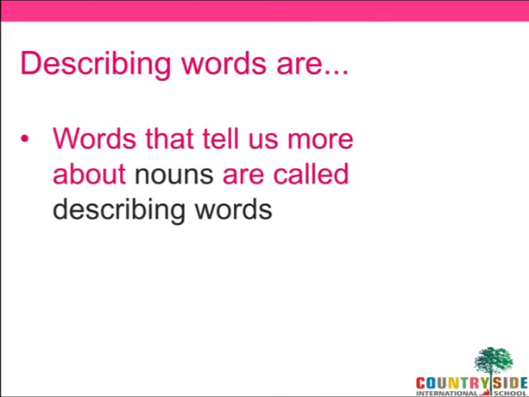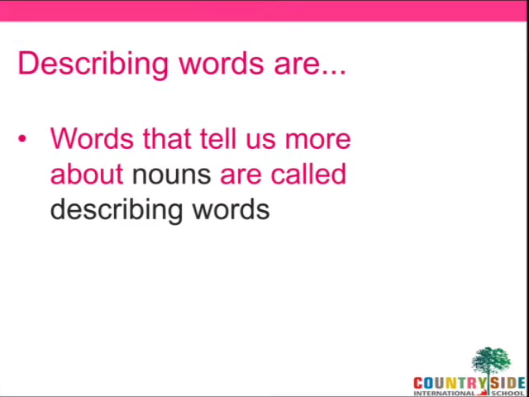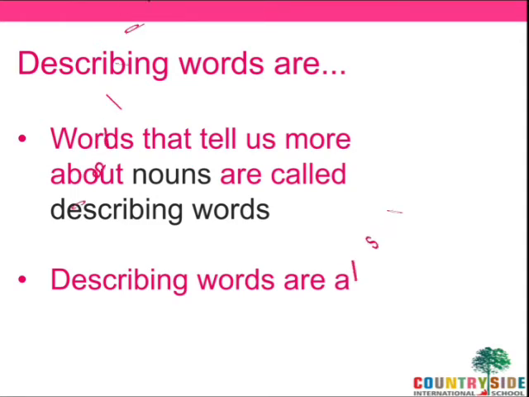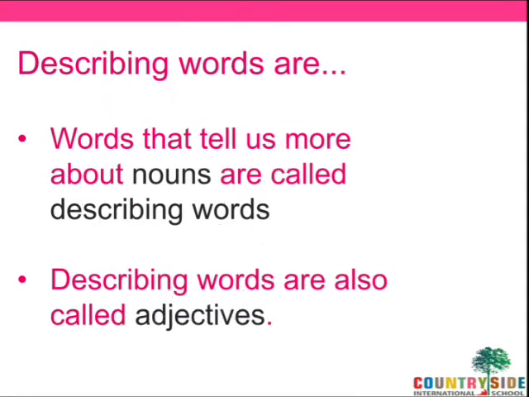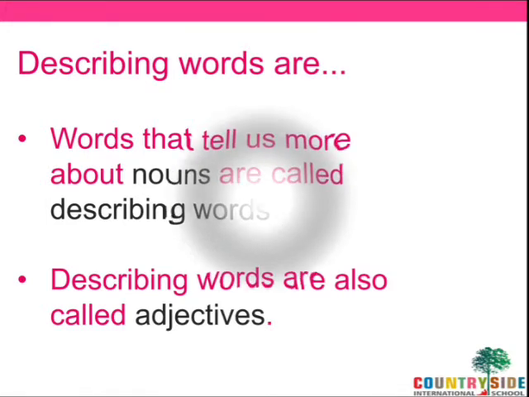So now, words that tell something more about nouns are called describing words. They describe nouns, meaning they are telling more about the noun, and they are also called adjectives. Describing words are also called adjectives. Let us see some examples so it will be more clear to you.